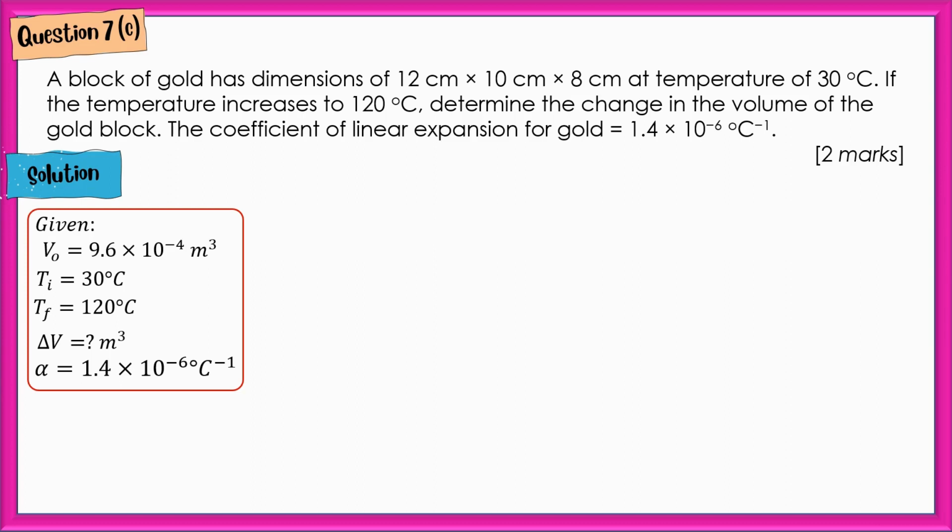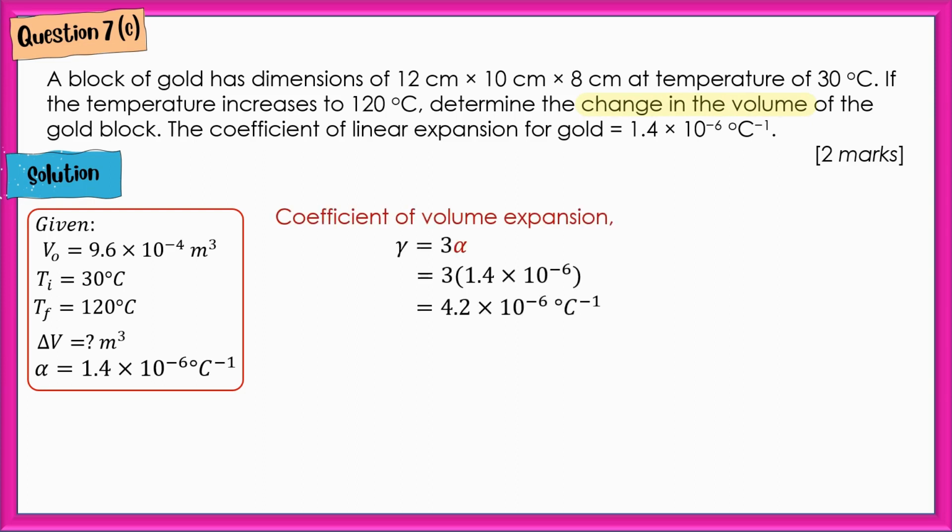First, we can calculate the initial volume for the gold block, which is equal to 9.6 times 10 power of negative 4 meter cube. Given the coefficient of linear expansion for the gold, 1.4 times 10 power negative 6. And we know that the gold will face volume expansion. So referring to the relationship between the coefficient of linear expansion and the volume expansion, gamma is 3 alpha. So we can calculate the coefficient of volume expansion, which is equal to 4.2 times 10 power negative 6 per degree Celsius.